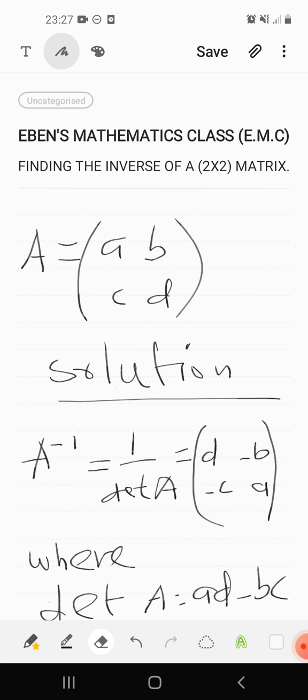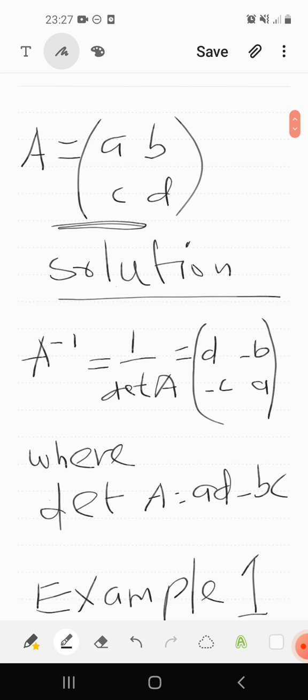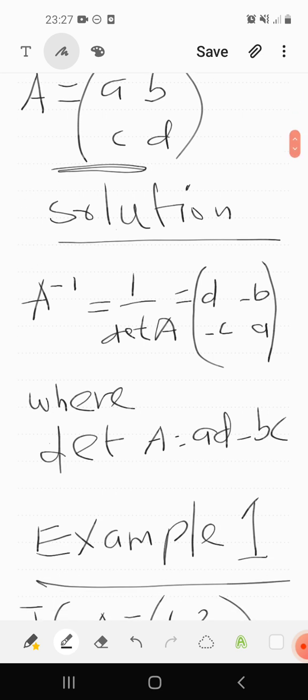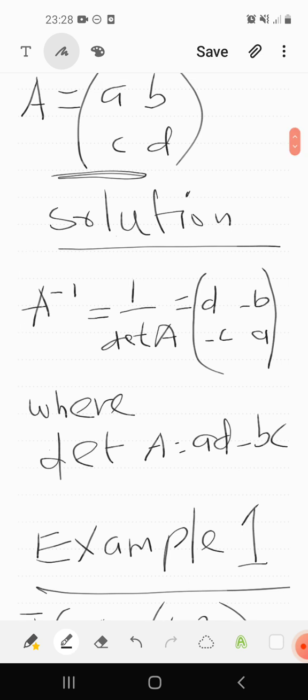So let's say you've been given the matrix A equal to A, B, C, D, and we are asked to calculate the inverse of such a matrix. This is the pattern. The inverse of the 2 by 2 matrix A is given by the formula. This is how we write the A inverse.